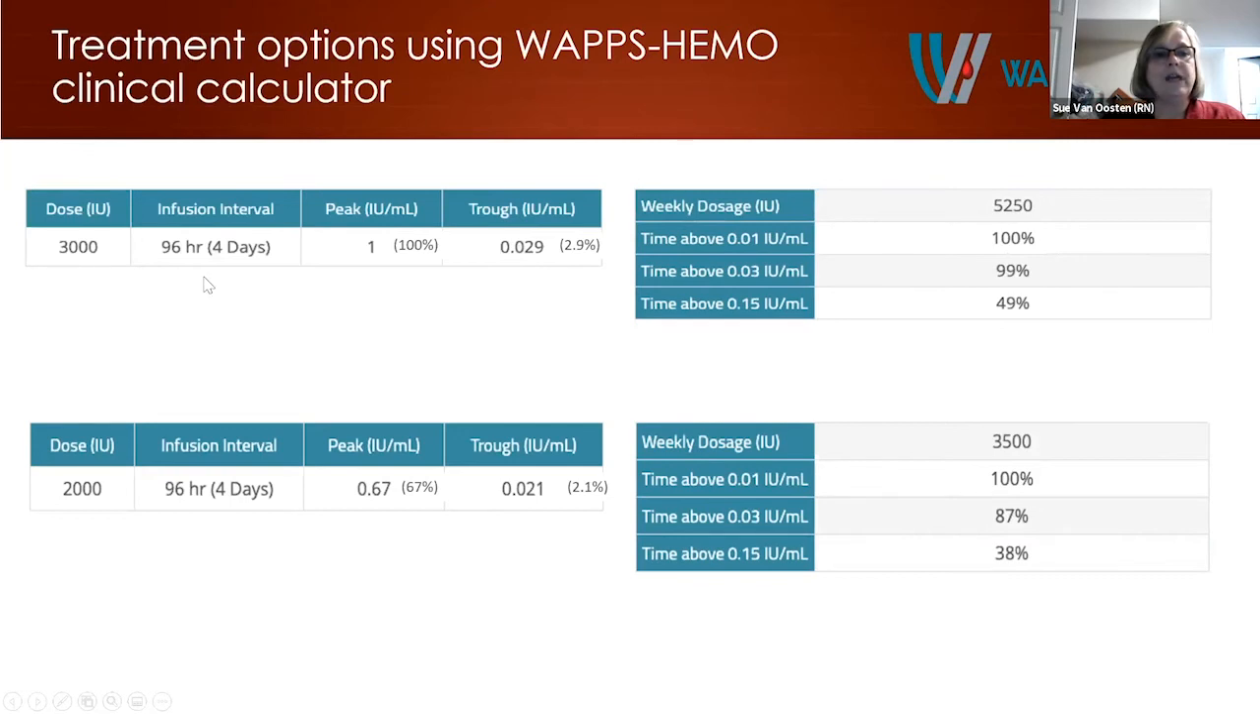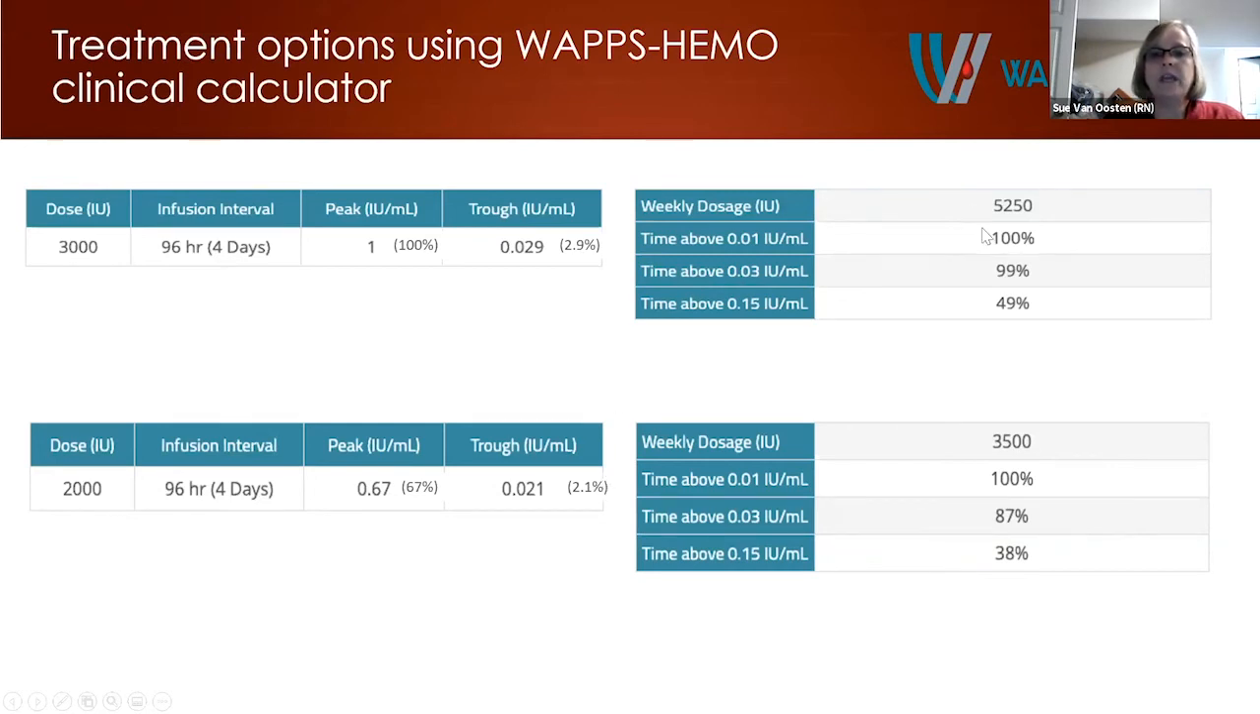We try every 4 days, but on 3,000. And like Dr. Robinson demonstrated, by changing him from 2,000 to 3,000 every 4 days, the difference is negligible. So he gets a nice peak of 100%, but he drops back at 4 days to 2.1%. And on 2,000, he gets a very reasonable peak at almost 70%, but drops back to 2.1%, which is statistically or comparatively almost the same.